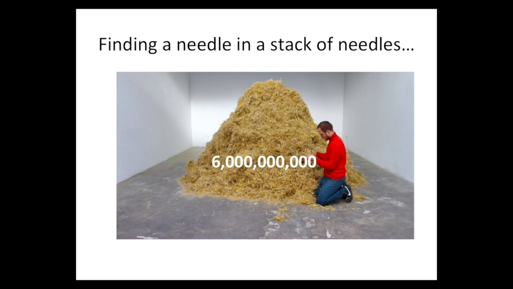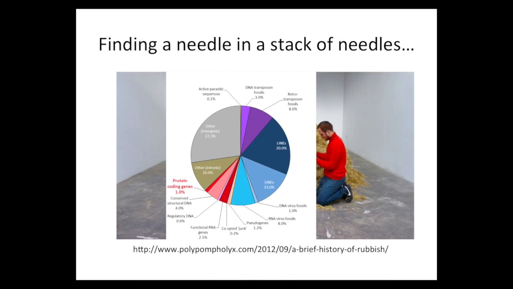But it's not that easy, right? There's 6 billion nucleotides in your DNA. How do we take all that information and figure out if you're potentially going to get a disease, or if you're vulnerable to a certain type of infection, or you're going to go bald later on in life? The lucky thing for us is that most of this stack of needles is rubbish.